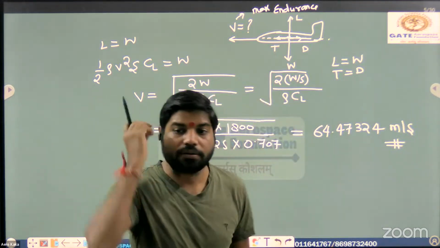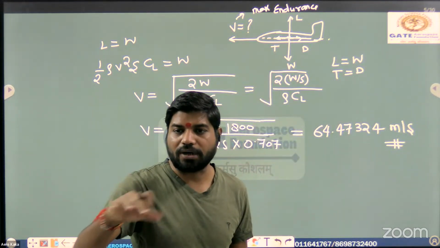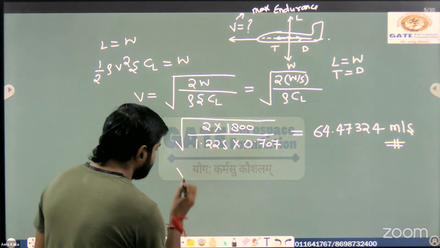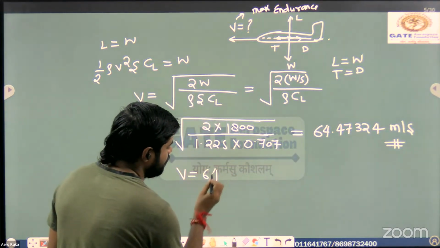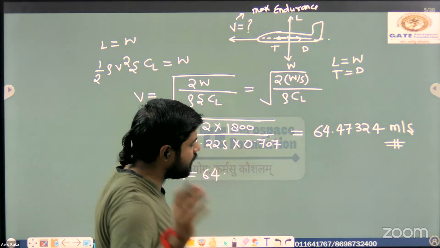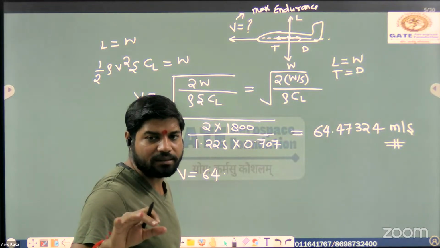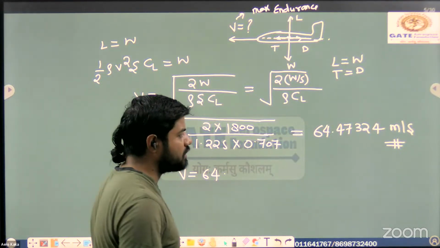Hello? Please comment in chat box yes or no. Are you getting this one? Yes, sir. Okay. So the final value we are getting, b equal to, how many decimal points are they asking? Are they asking the nearest integer, or up to 2 decimal points or 3 decimal points? Up to 2 decimal points, right?